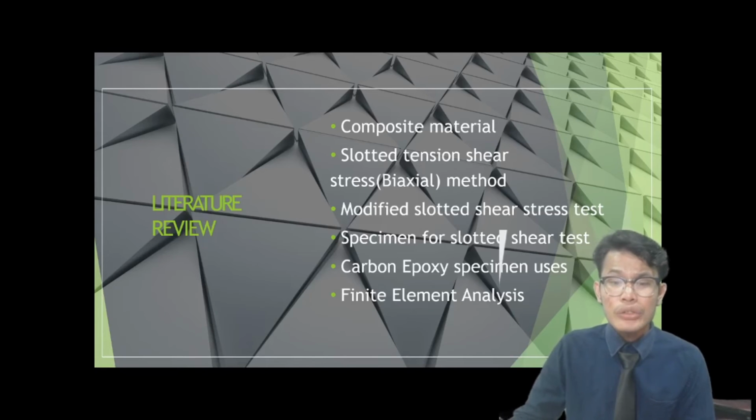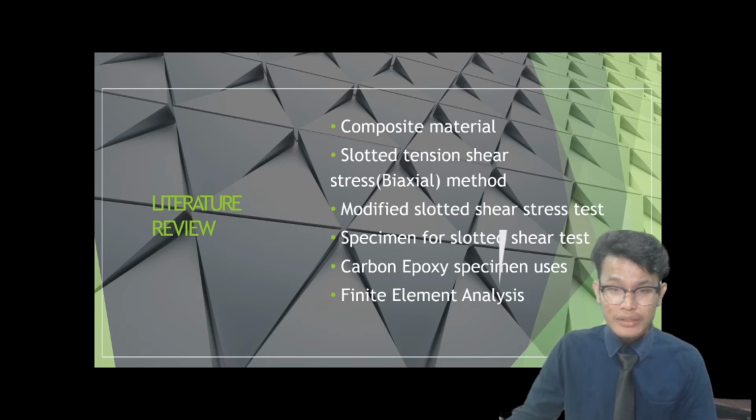Then we go to the next part, which is the literature review. In this section, there are several things that need to be highlighted, including composite material, slotted tension shear stress by axial method, modified slotted shear test, specimen for the slotted shear test, carbon epoxy specimen, and finite element analysis.